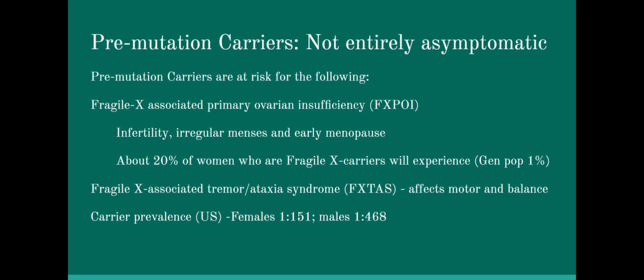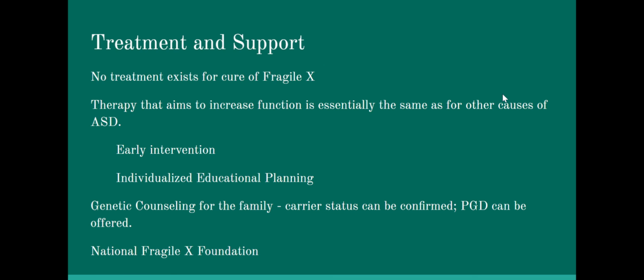Also associated with Fragile X is Fragile X-associated tremor and ataxia syndrome that affects motor imbalance. The carrier prevalence in America for Fragile X is females, 1 out of 151 women, and males, 1 out of 468. So you can see it's a pretty big number of people relative to the number of people with full Fragile X. No treatment exists for the cure of Fragile X, but there is therapy, like for all autism spectrum disorders, to increase social skills, communication skills, sensory processing issues, and cognitive delay.